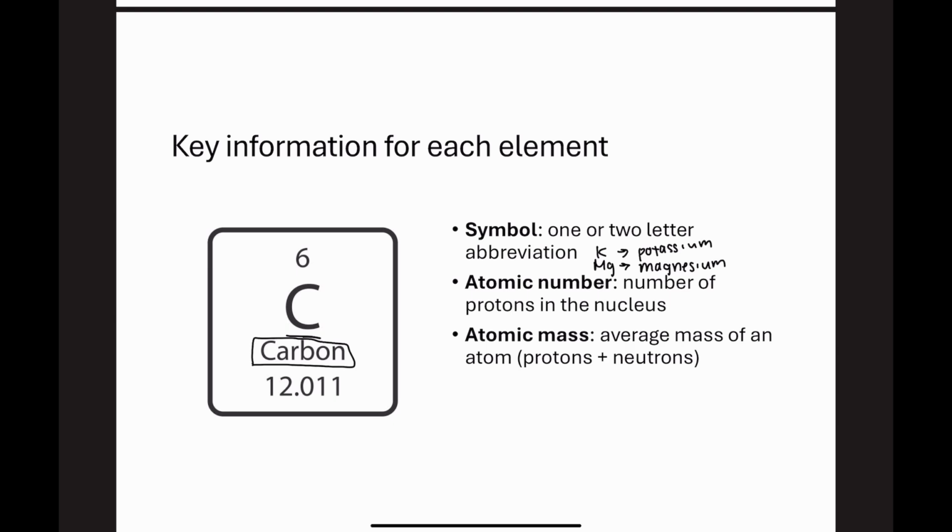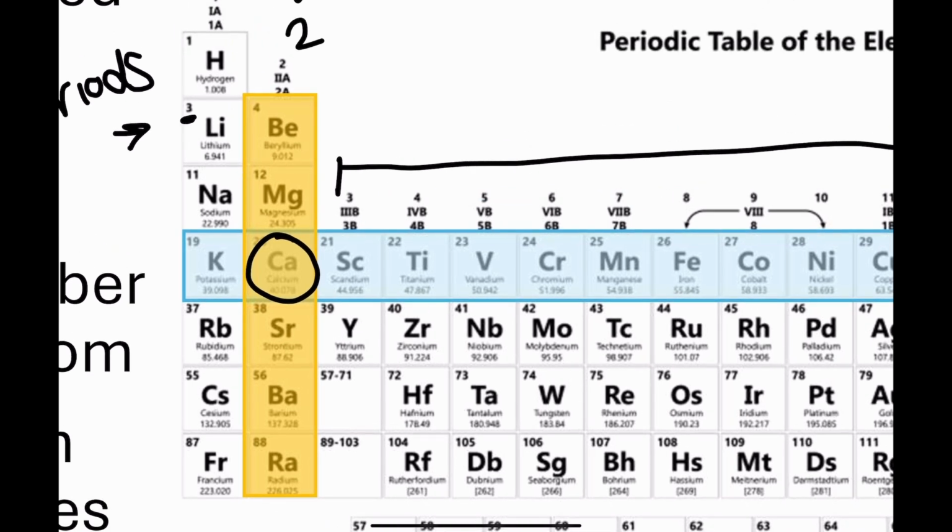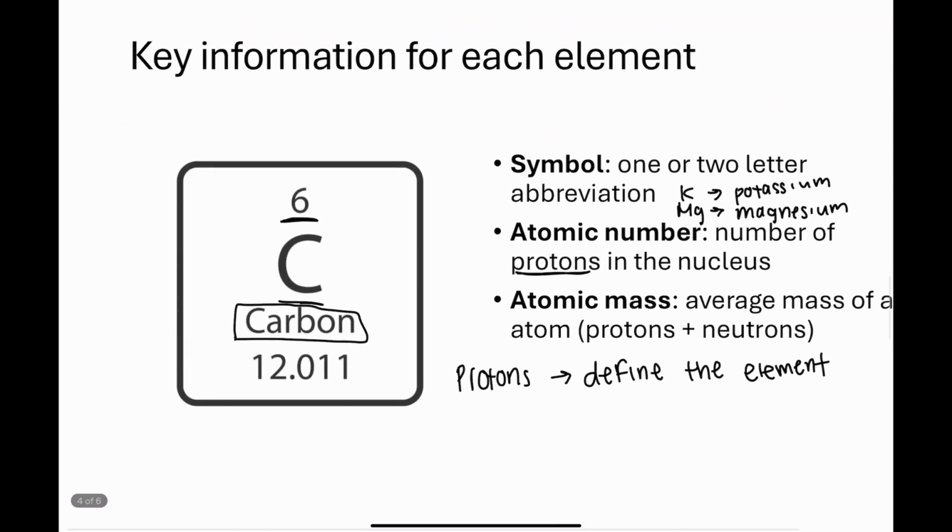The next thing that we see in these boxes is the atomic number, which is 6 for carbon. The atomic number tells us the number of protons in the nucleus. And that is really, really important because our protons define the element. So if we ever see an atom that has 6 protons, it will only ever be carbon. Even if we look at this table right here, if we look at lithium and we see the number 3, 3 protons will always be lithium. It will never ever be anything else. The number of protons defines the element that we are talking about.